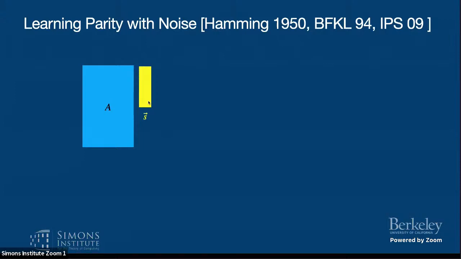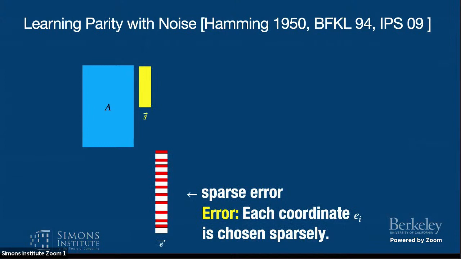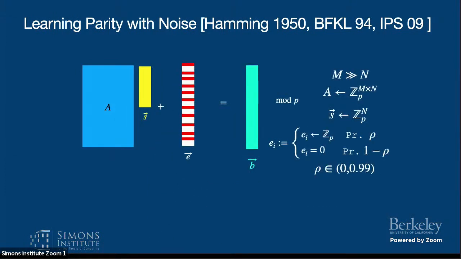LPN is the exact same question with an additional twist. What's the twist? I'm going to perturb a few of these samples with a tiny constant probability rho. How do I do this? I'm going to sample a vector E of dimension M, where every coordinate is independently sampled to be random from Z_p with probability rho, where rho is some parameter, and with probability 1 minus rho, it's set to 0. Okay, and I'll give you B.